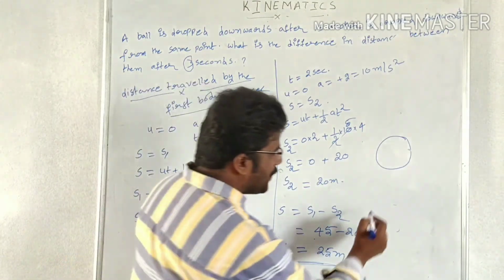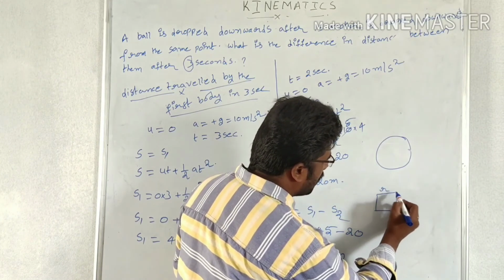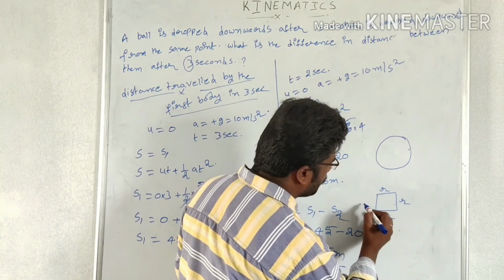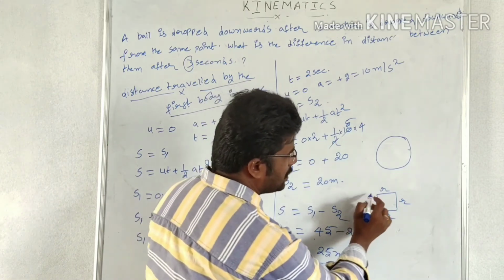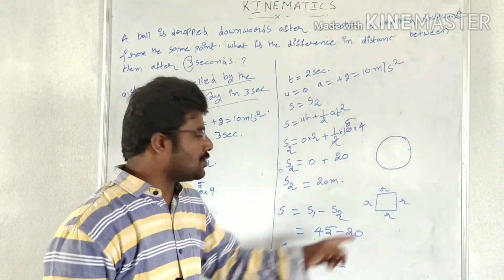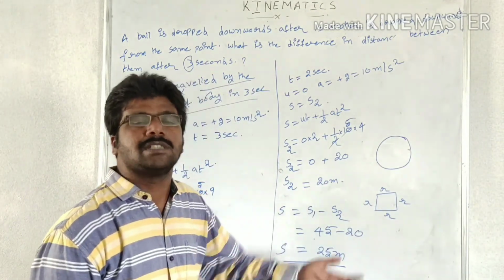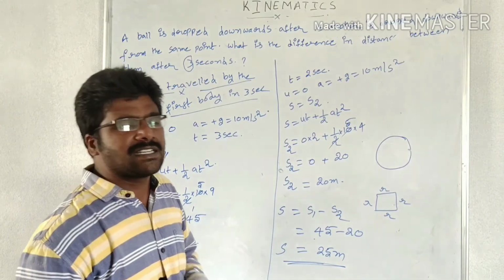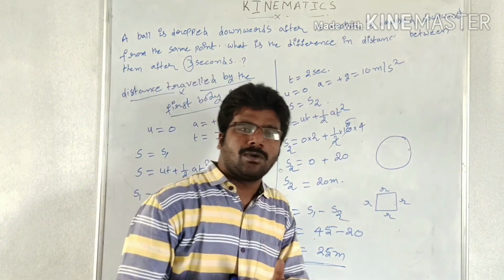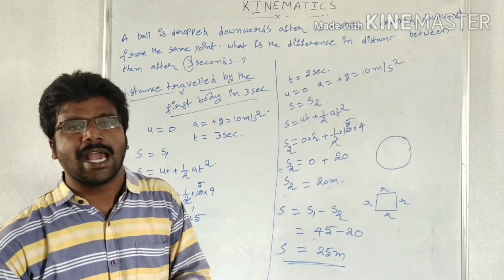In the same way, when a body completes one square, let us consider r be the distance of each side. Now a body completes one full square. What is the distance? No doubt, r plus r plus r plus r, 4r. What about displacement? 0. So 6th and 7th class students, you should just have an idea about distance, displacement, velocity, acceleration and this.